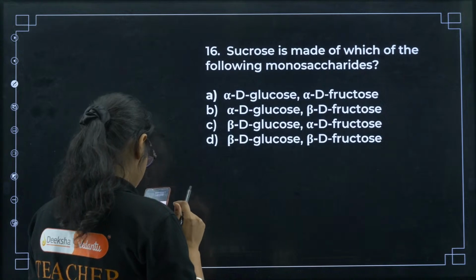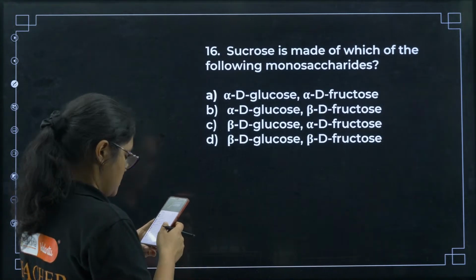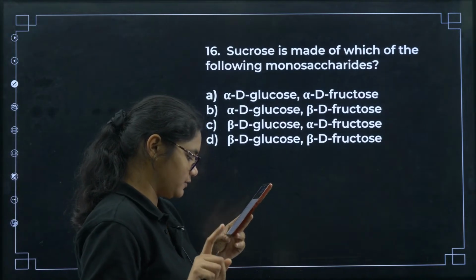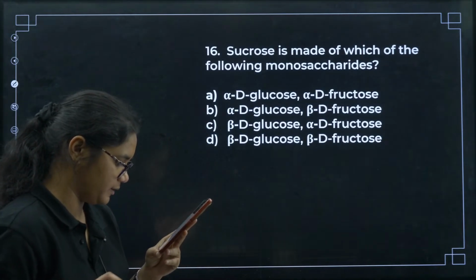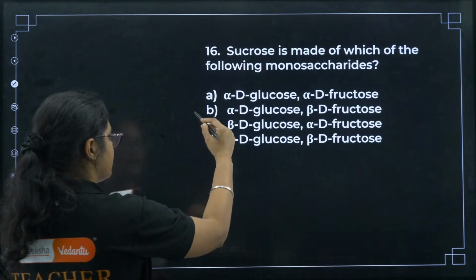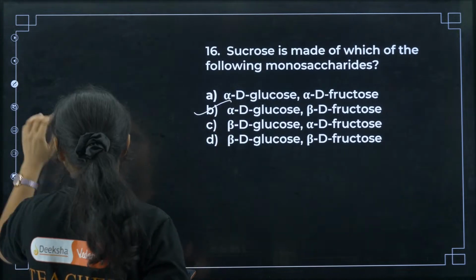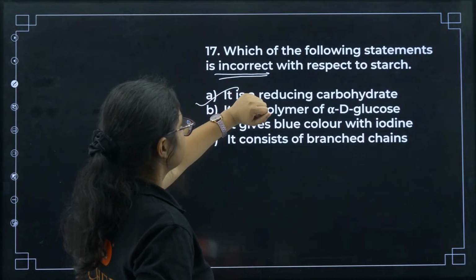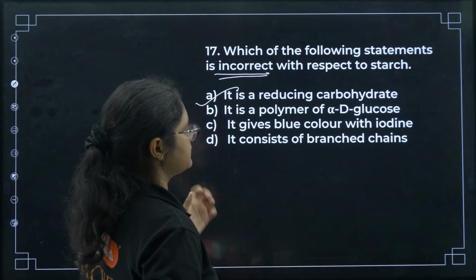16th question A. Rashmi, yes, I will explain once, just you wait. 16th B is the correct answer, alpha D glucose and beta D fructose. Now 17th, what is the question? Which of the following statement is incorrect with respect to starch?